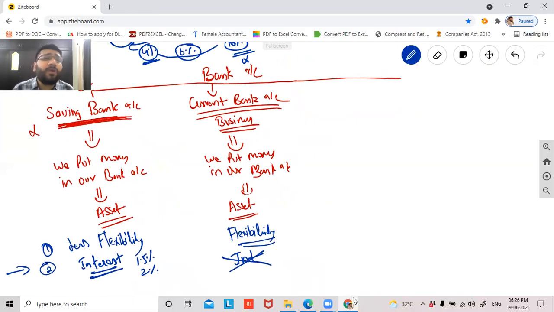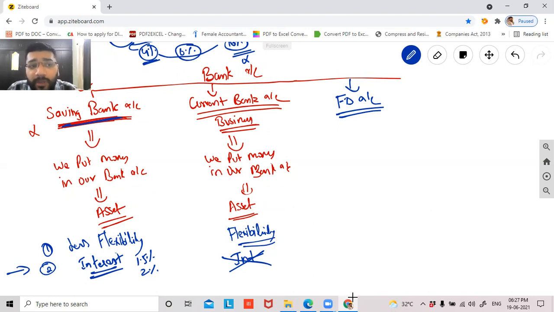Because in that there is a lot of flexibility that is given. There are a lot of other benefits that are given from the bank side to the business people. Now guys, then we have the fixed deposit account, FD account. Now some people, guys, you put the money in a savings bank account. Why? You put a small amount, let's suppose 10,000 rupees or 1 lakh rupees or 2 lakh rupees, and you don't know when you will withdraw this money.